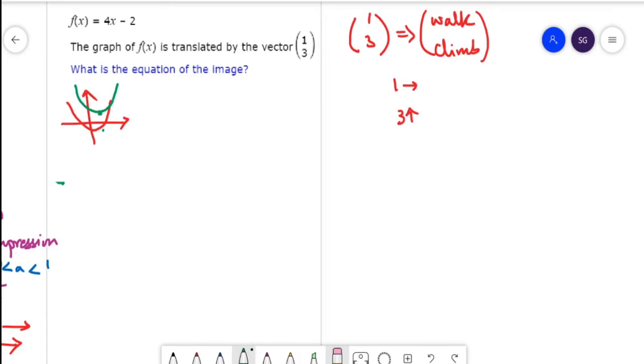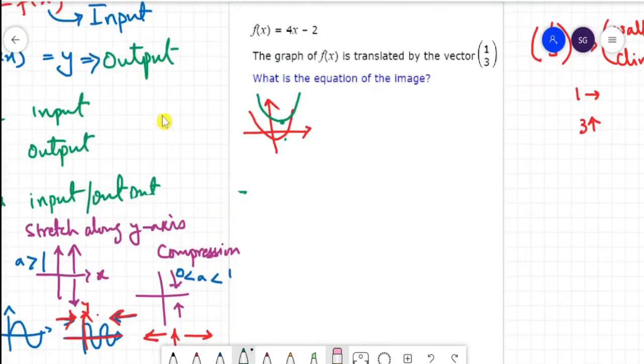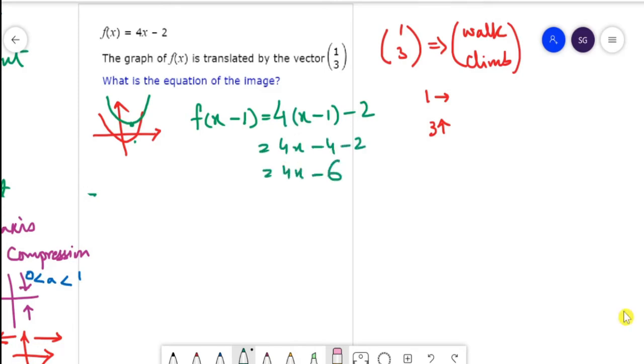Looking from this summary, whenever we have to move forward, that's the horizontal translation, and we have to change the input. If it's one walk forward, you will have to replace x by x minus 1 to get it moved 1 unit forward. So I'll replace x by x minus 1 everywhere. That's 4x minus 4 minus 2, that's 4x minus 6. So what we've done is we have moved it 1 unit forward by subtracting from the input.